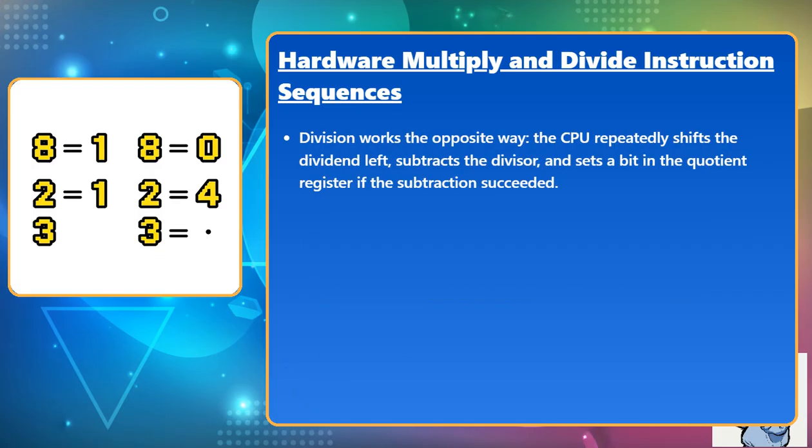Division works the opposite way. The CPU repeatedly shifts the dividend left, subtracts the divisor, and sets a bit in the quotient register if the subtraction succeeded.